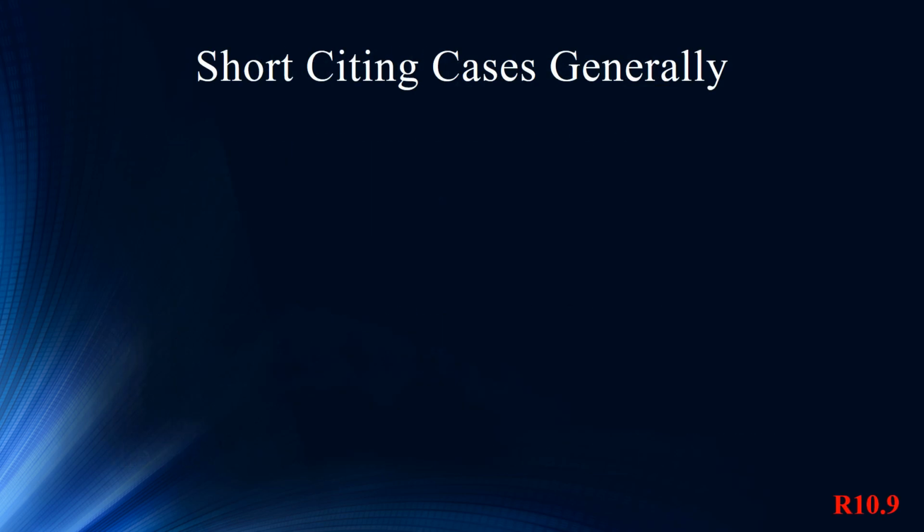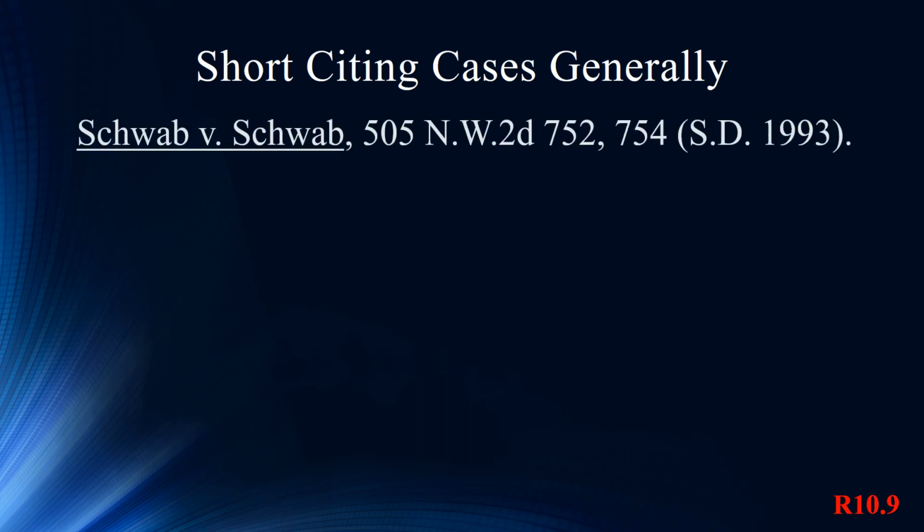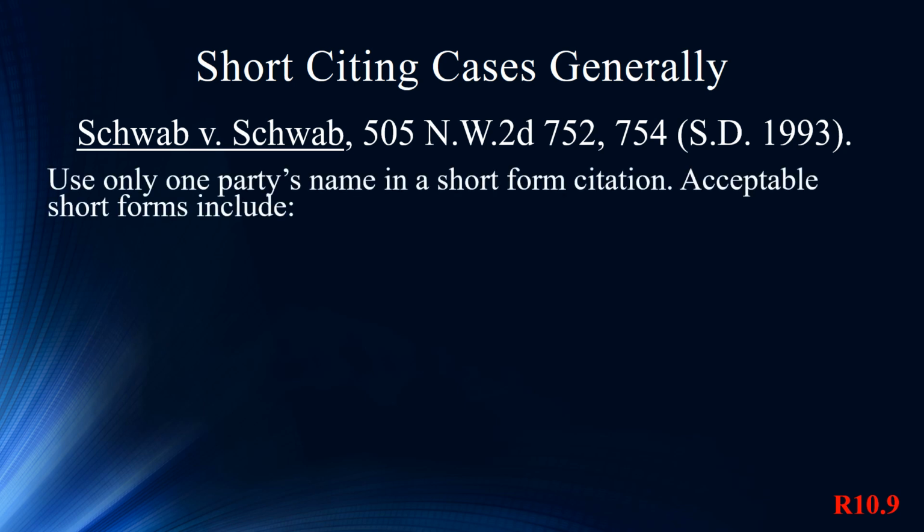Short citation can also be used later in the same document, even if it's not immediately following the sentence you full cited. Let's look at Schwab v. Schwab as an example. Say you cited Schwab in your first paragraph and then again in the third paragraph. To short cite Schwab, first, use only one party's name in the short form citation. Second, omit the first page of the opinion, which is page 752, and replace it with an at. Acceptable forms of short form citation look as follows.